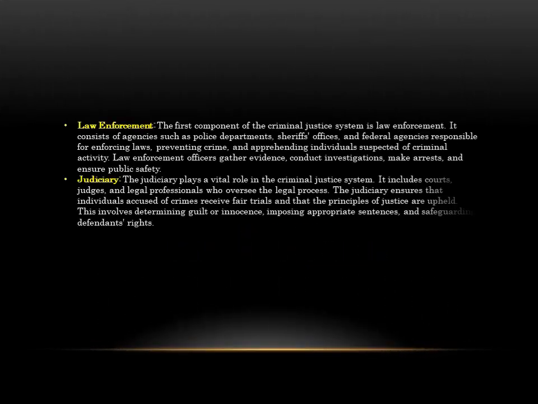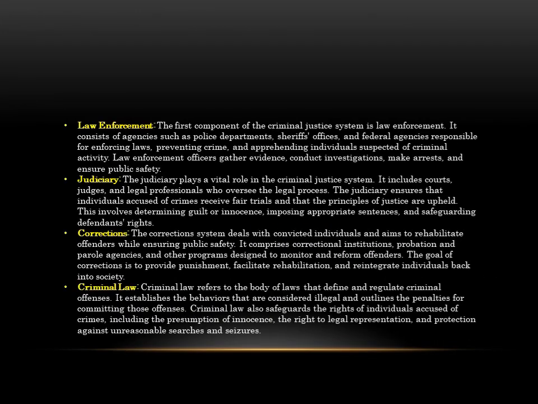Law enforcement. The first component of the criminal justice system is law enforcement. It consists of agencies such as police departments, sheriff's offices, and federal agencies responsible for enforcing laws, preventing crime, and apprehending individuals suspected of criminal activity. Law enforcement officers gather evidence, conduct investigations, make arrests, and ensure public safety.